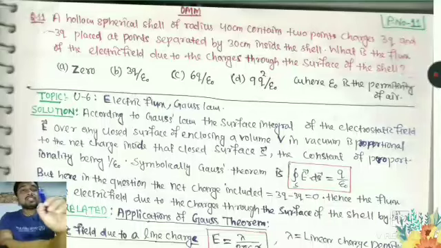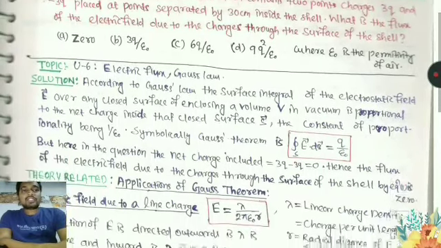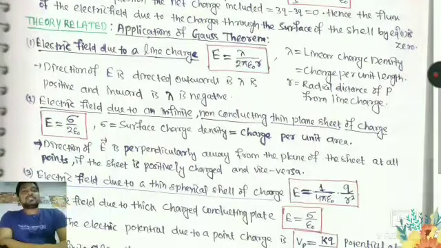Here is the previous question. A hollow spherical shell of radius 40 cm contains charges 3q and minus 3q. That is, the total net charge is what? 3q minus 3q equals 0. So there will be no flux linked with the spherical surface. Okay, what is the related theory?